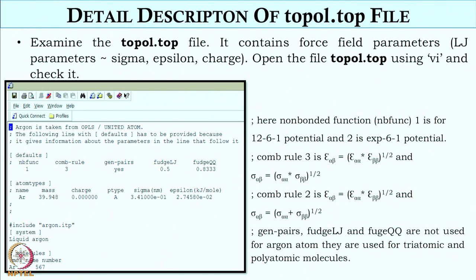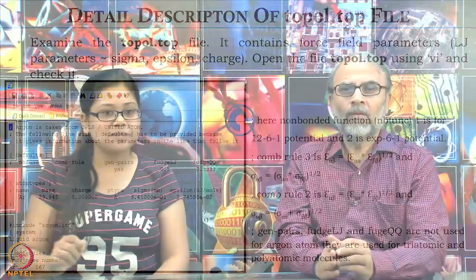After that I'm including an ITP file, argon.itp, and then I also have to specify the total number of argon atoms being simulated and the residue name. The residue name that we have already given in the PDB file, we have to use the same residue name, and then we give the total number of molecules being simulated. Here we are using 567 argon atoms.